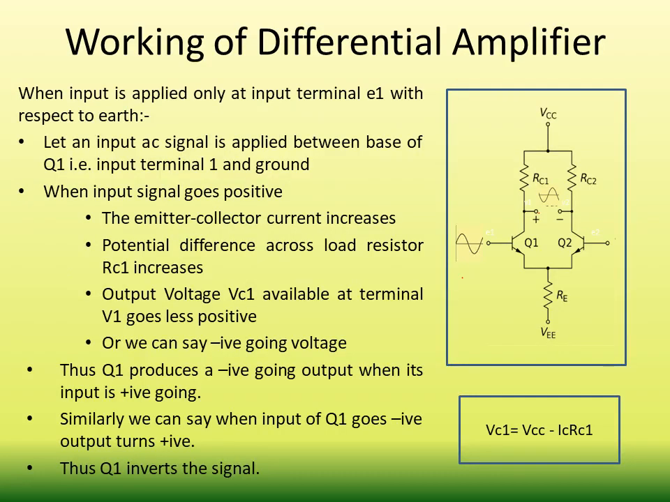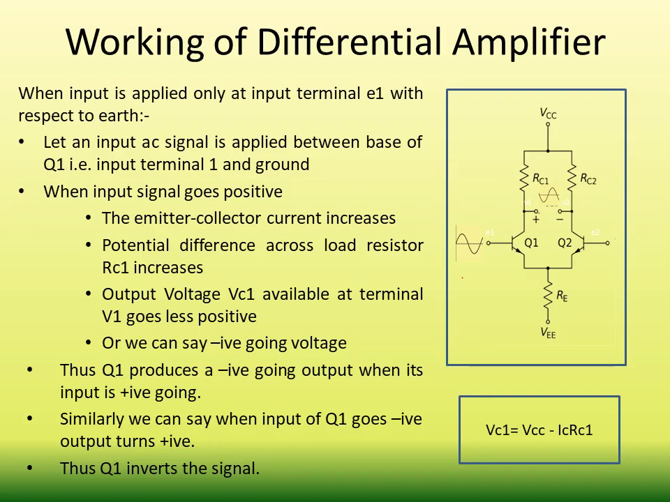Now we know there are four modes of application of input to the differential amplifier. First of all we will discuss the first mode of application, that is when an input signal is provided to one end with respect to earth. Here in the diagram, the basic differential amplifier is provided and the input signal is being provided at the end terminal E1. So we will discuss what happens when the input signal is provided.